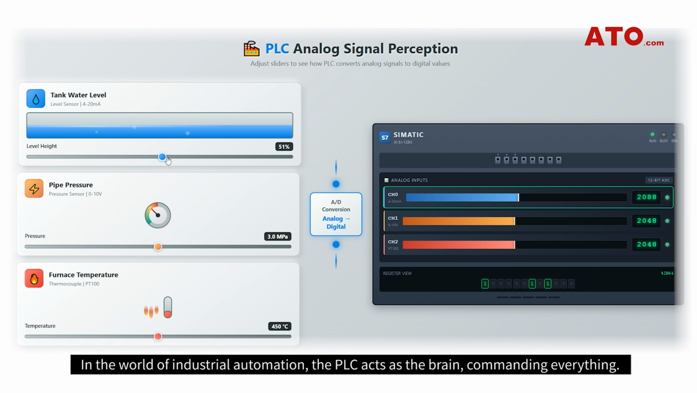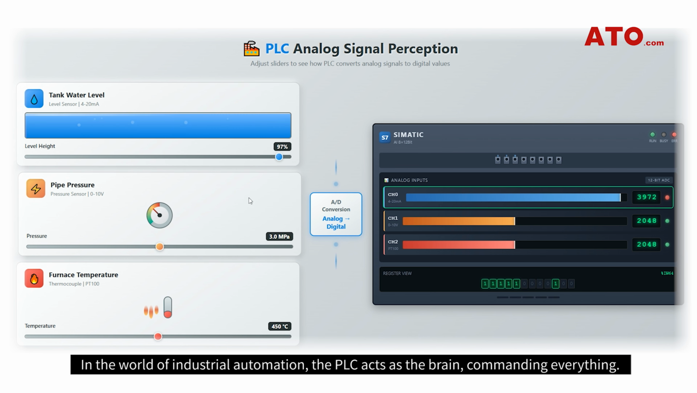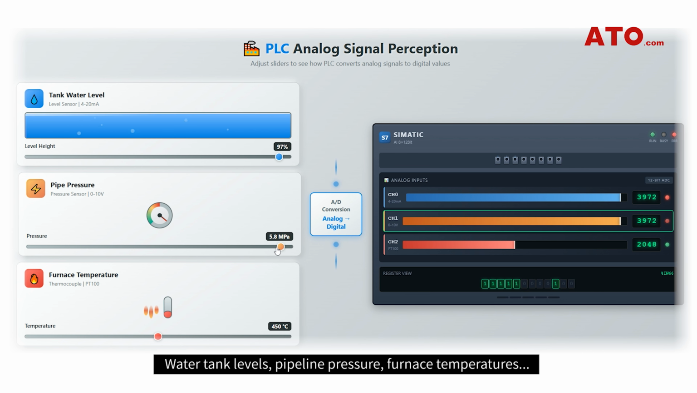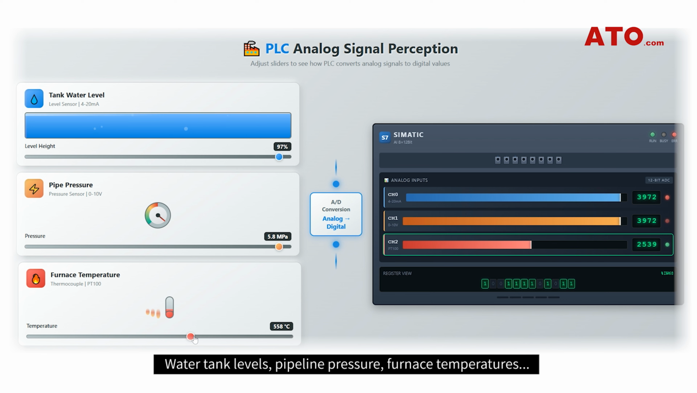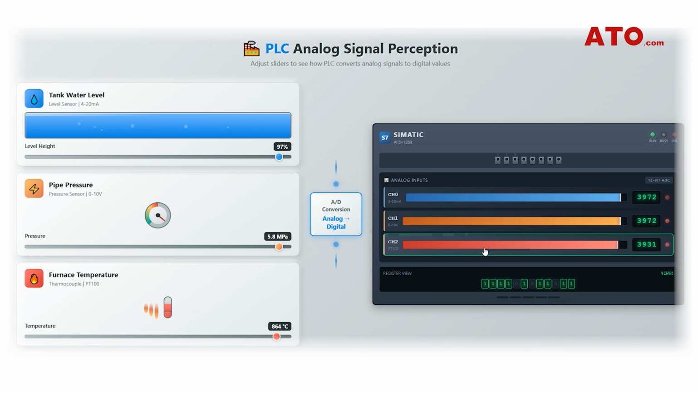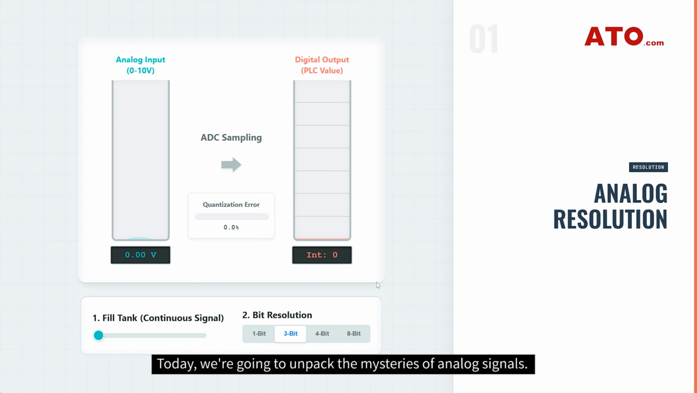In the world of industrial automation, the PLC acts as the brain, commanding everything. But how does it sense those continuously changing signals from the outside world? Water tank levels, pipeline pressure, furnace temperatures. These are not simple on-off states, but precise analog quantities. Today, we're going to unpack the mysteries of analog signals.